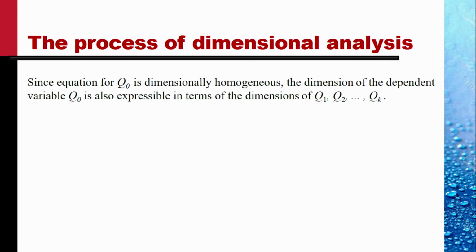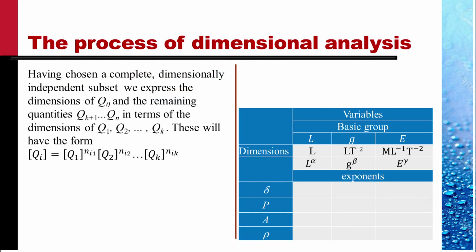Since the equation for Q naught is dimensionally homogeneous, the dimension of the dependent variable Q naught is also expressible in terms of dimension Q1, Q2 to Qk, the subset. So the 3 parameters that we have chosen in the basic group are L, G, and E. The dimension of L is simply L, of G is L t minus 2, the acceleration, and of E is like stress, M L minus 1 t minus 2.